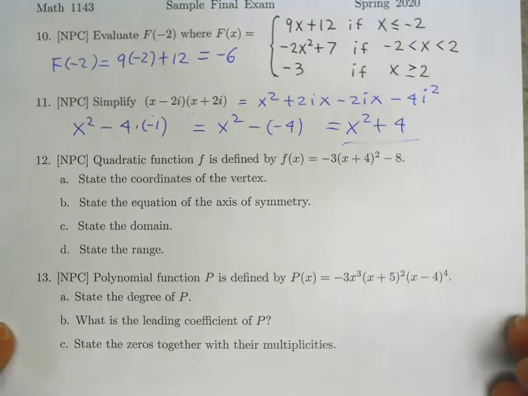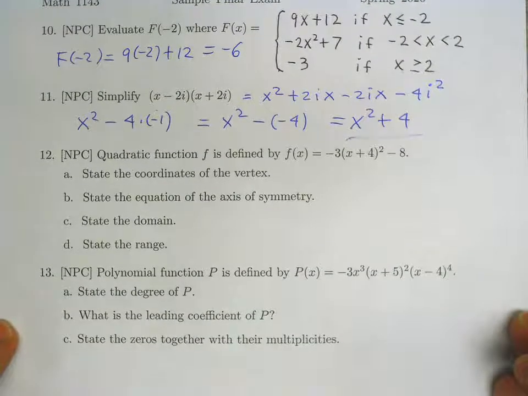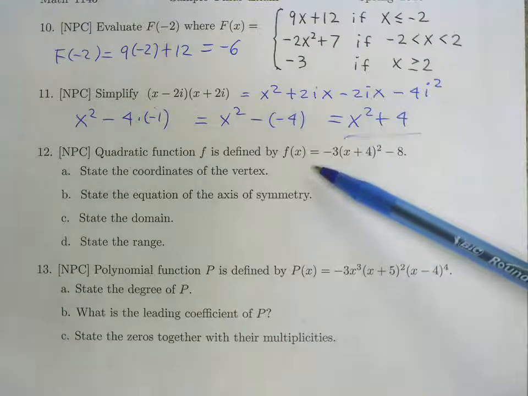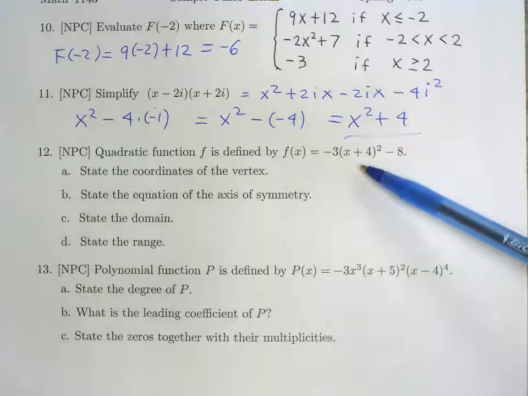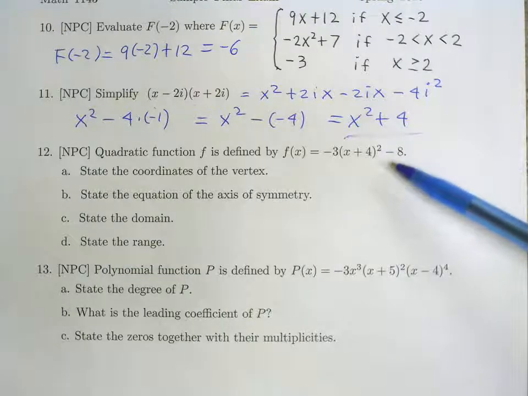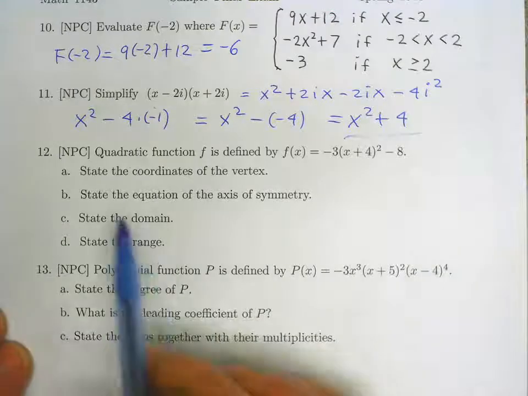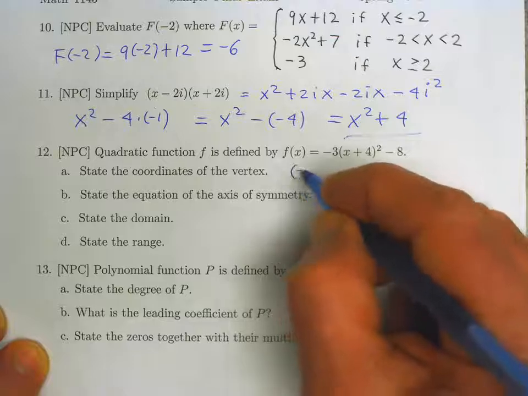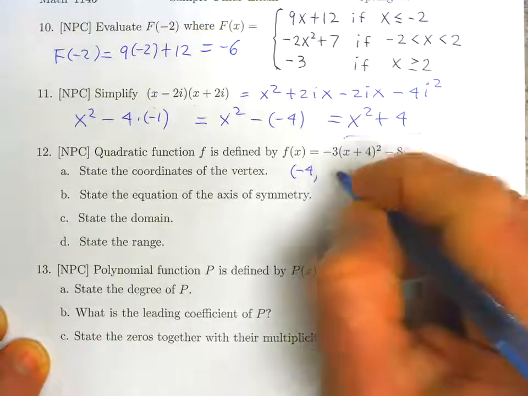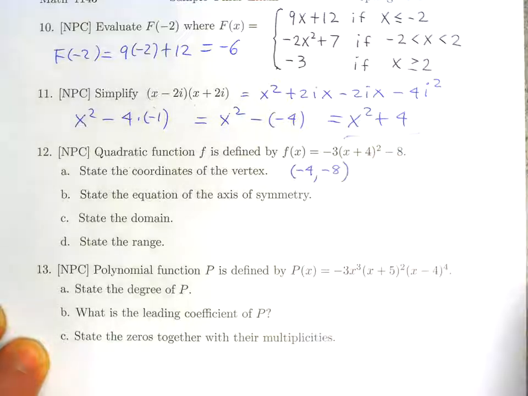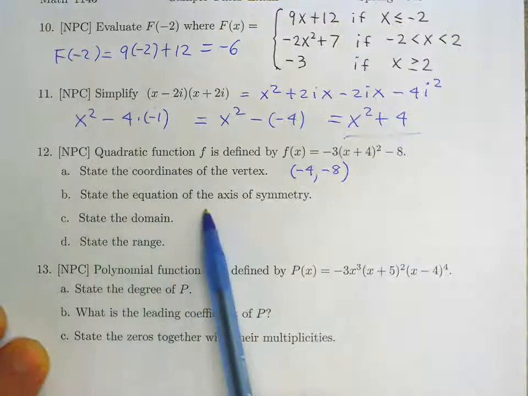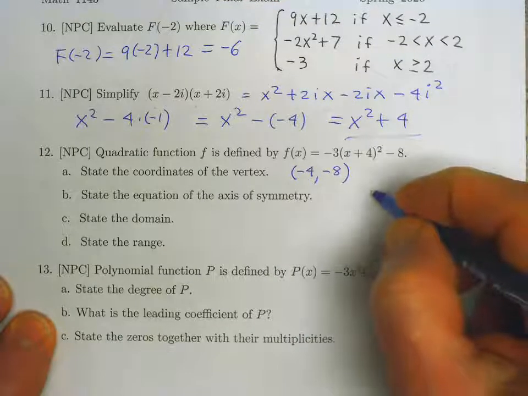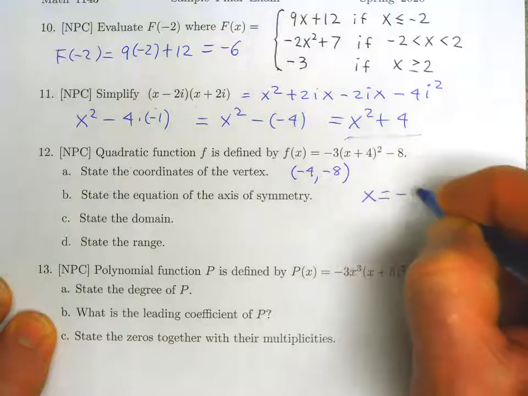Okay, for number 12, a quadratic function f is defined by f of x equals negative 3 times the binomial x plus 4 squared minus 8. State in part A the coordinates of the vertex. The x coordinate is negative 4. The y coordinate is negative 8. State the equation of the axis of symmetry. That is x equals negative 4.